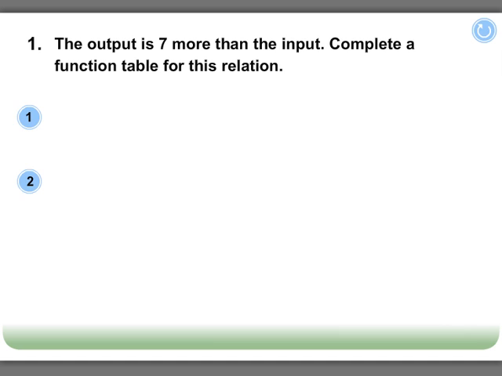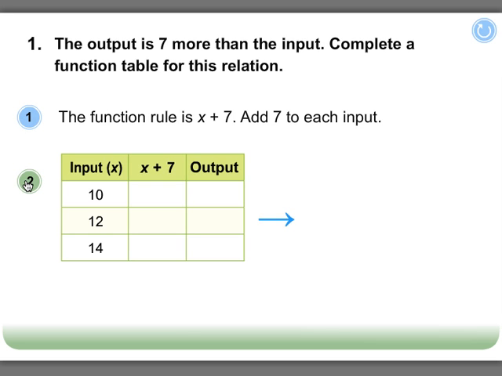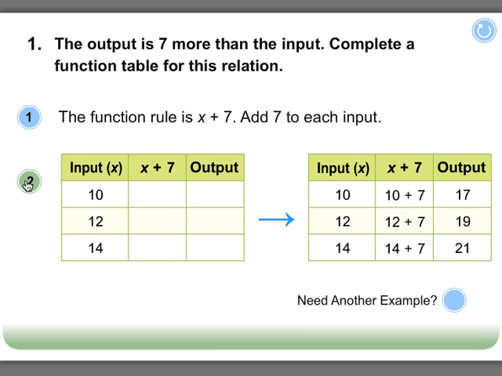The output is 7 more than the input. Complete a function table for this relation. The function rule is x plus 7. Add 7 to each input. Okay, so now we see a function table. So we're being told that the output is 7 more than the input. Complete a function table for this relation. Okay, so these are kind of a challenge, and I'm sure you feel quite lost at the moment understanding this.